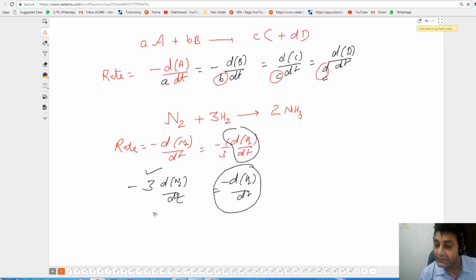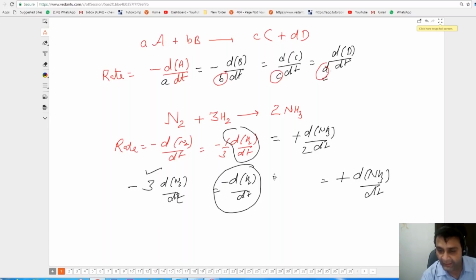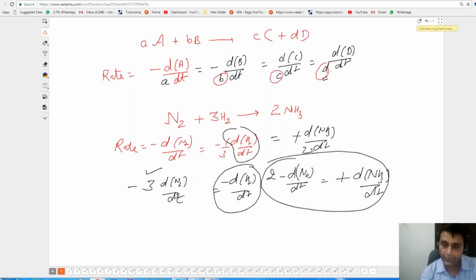See here, very important. Rate of disappearance of the hydrogen is 3 times the rate of disappearance of the nitrogen. Is it proving what I say? Yes. Same way, I can say it is equal to minus dNH3 upon dt divided by 2. I should do a plus sign here. Rate of the appearance of the ammonia is twice the rate of the disappearance of the nitrogen. Yes or no? Getting me? So dividing by the coefficient makes sense here now, right?